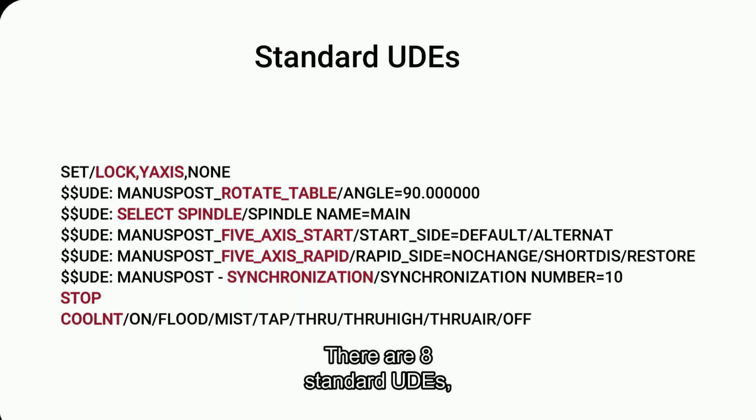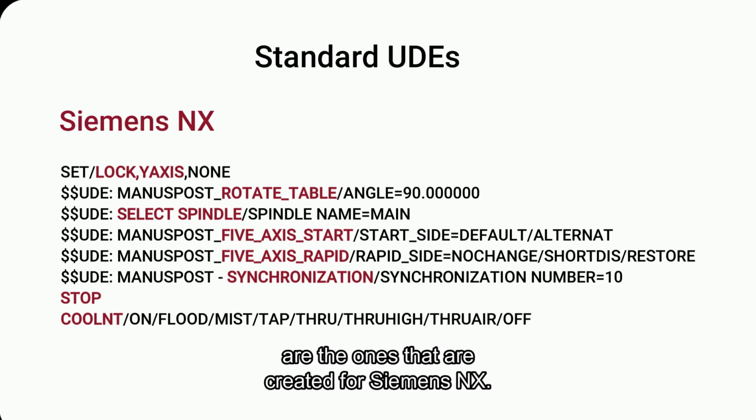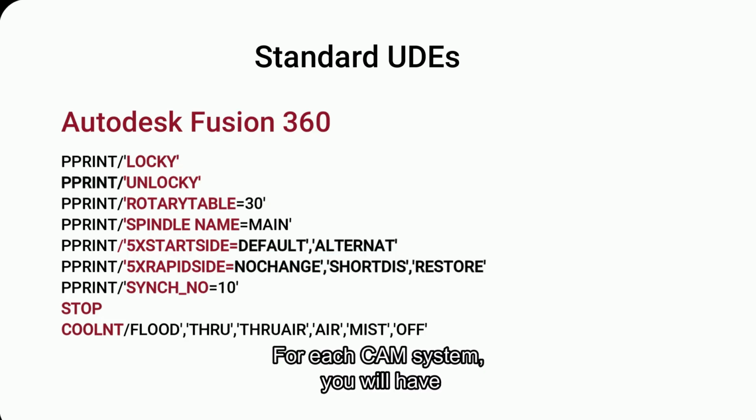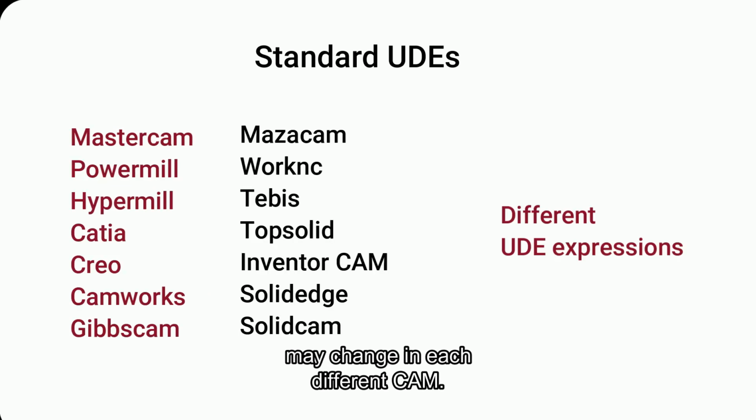There are 8 standard UDEs, predefined in Monospost. Note that these expressions, which are used to activate UDEs inside Monospost, are the ones that are created for Siemens NX. For each CAM system, you will have the same standard UDEs, however, the expressions that activate these UDEs may change in each different CAM.